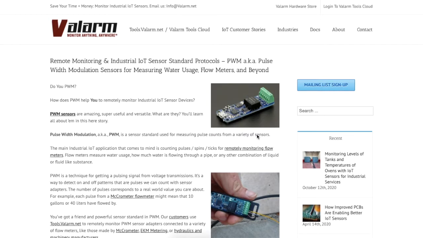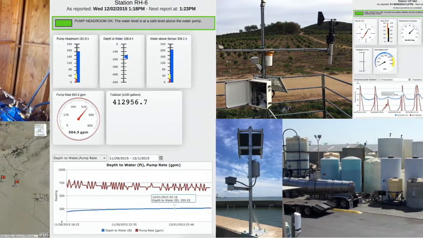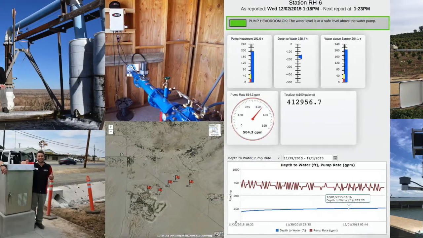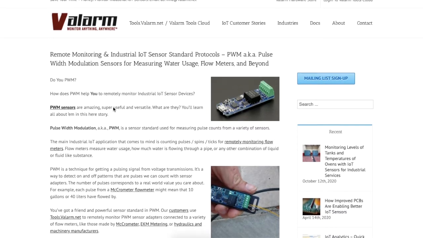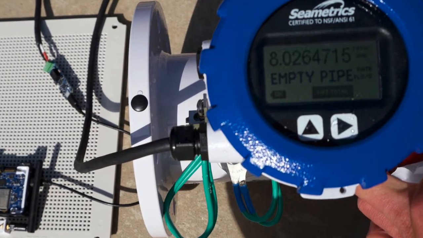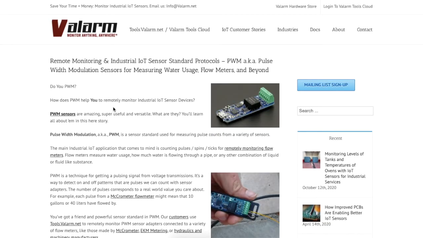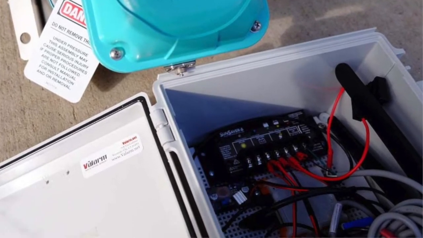Welcome back to the Alarm Industrial IoT Monitoring channel. Today, we're talking about remotely monitoring industrial IoT standard protocols. Specifically, we'll be talking about an international standard called PWM, aka Pulse Width Modulation sensors, and how to use those sensors to measure things like water usage, flow meters, and beyond.